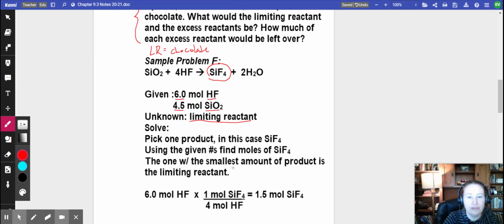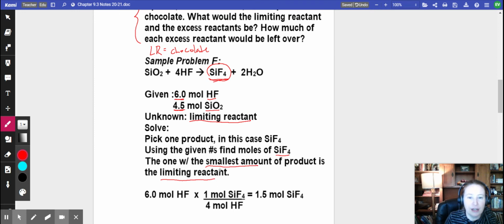So to solve this, we are going to pick one product, SiF4, and using the given numbers, I have two of them now. Not like the last stoichiometry problems, where we just had one given. I'm going to find the amount of SiF4 twice, two times. The one that makes the smallest amount is my limiting reactant.